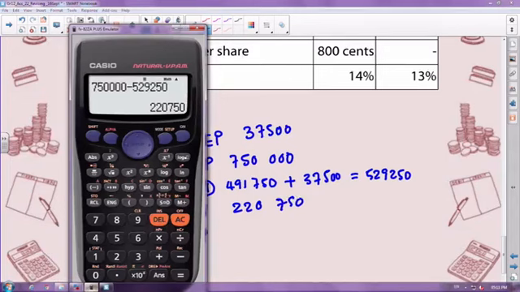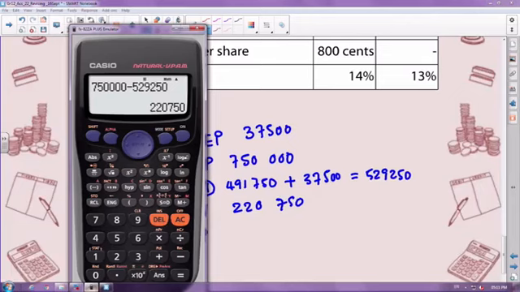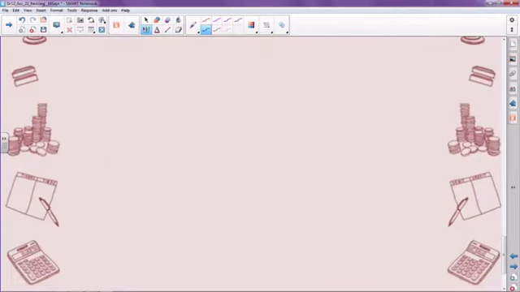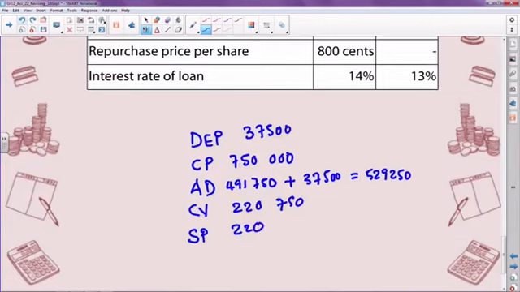Remember, when we're doing an asset disposal or working within the ambits of the cash flow statements, we will always dispose of the asset at carrying value. Therefore, this figure here, your selling price will be 220,750, which tells me that that was the selling price of my asset.